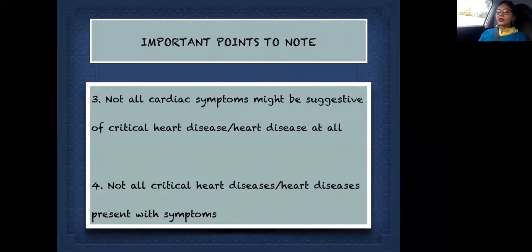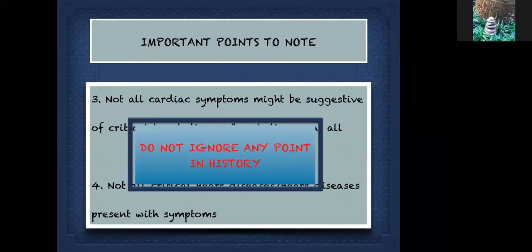Points to note include that not all cardiac symptoms might be suggestive of critical heart disease or heart disease at all. There might not be any underlying heart disease, but they might give you any of these histories. On the other hand, even more important is that not all critical heart diseases or heart diseases even present with these symptoms. Many of them could be asymptomatic, especially since children tip off much late in the pathophysiology. So it is important to note that not all of them come with these histories, and do not ignore any point in history taking. Now we'll go one by one into each of these points.